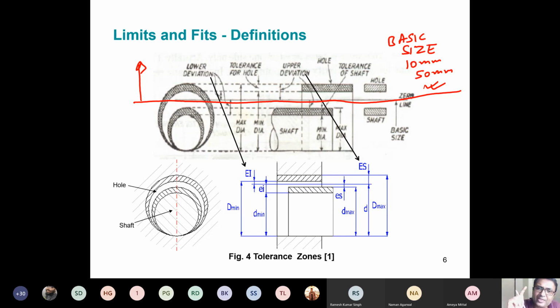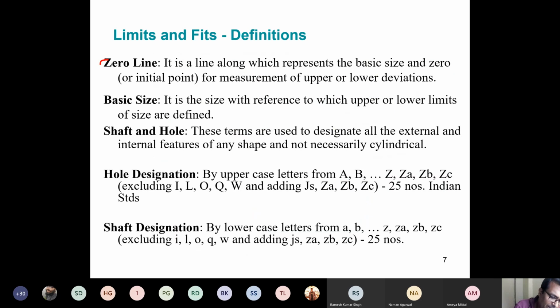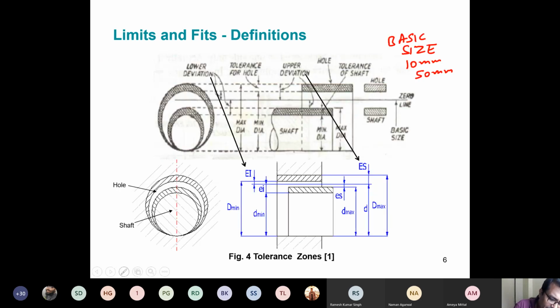So wherever the zero line passes is the basic size, what size I set out to do. Now what will happen is I will always have some difference from the basic size. Now there is something called a lower deviation and an upper deviation. For a shaft, the upper deviation is called small es. For the hole, the upper deviation is called capital ES.